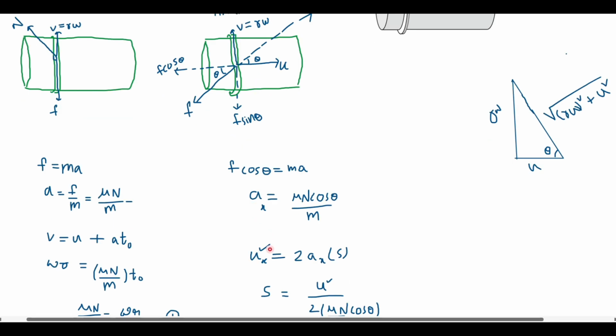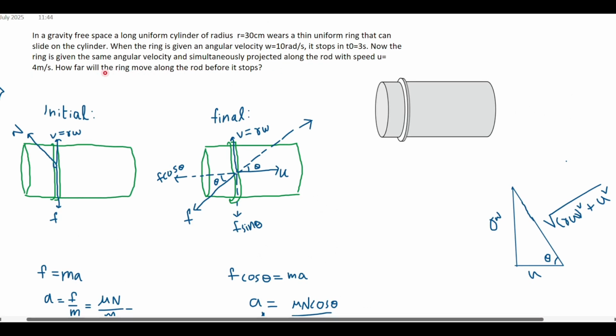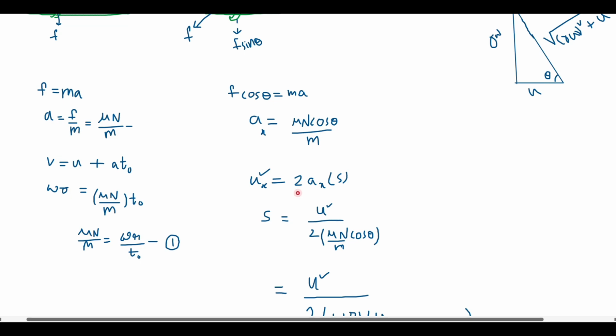In the equation of motion, u square equals 2a into s. We have to find the displacement here, that is, how far the ring will move along the rod before it stops. So s equals u square by 2 into mu n by m cos theta. We have to find the value of this. So we have the mu n by m value here.